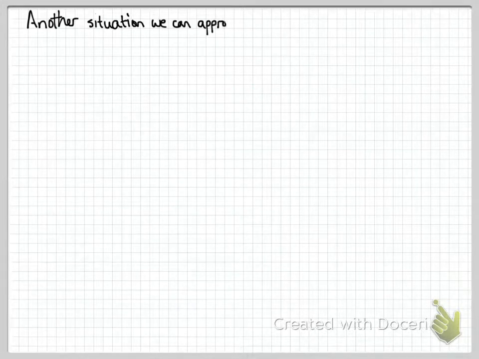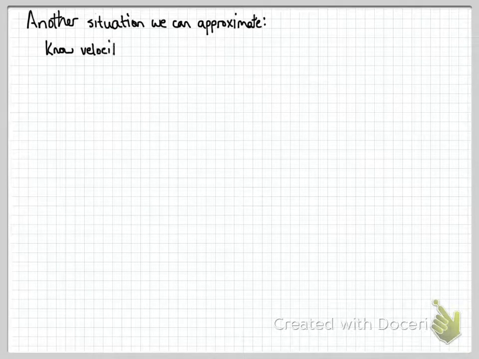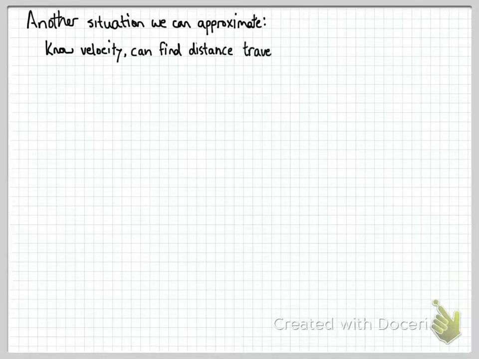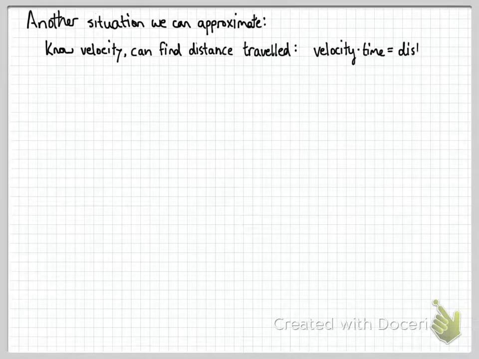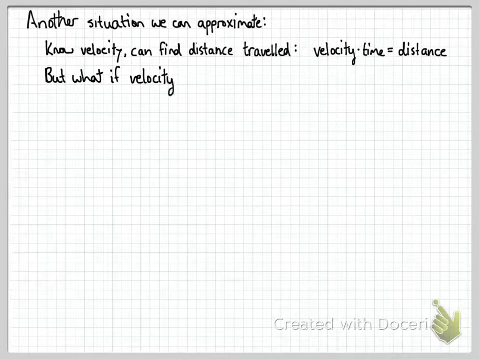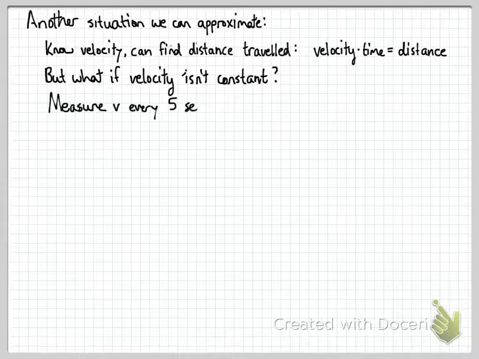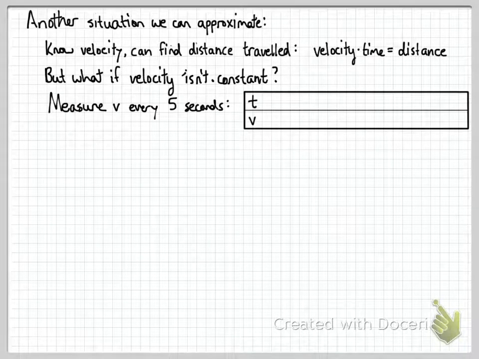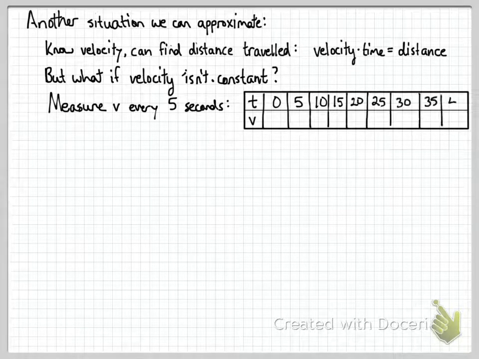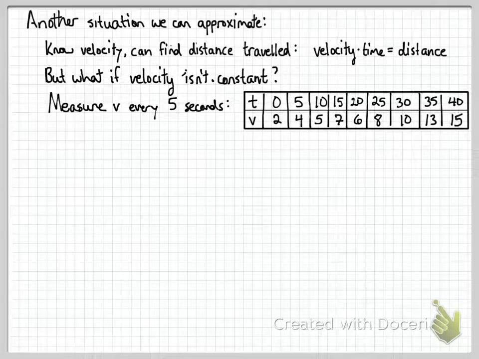Here's another situation where we can use approximations by dividing things into little pieces. If we have a velocity, we can find the distance an object traveled, because velocity times time equals distance. Rate times time equals distance. But if the velocity is not constant, we can't do that. Maybe we took measurements of the velocity of our object every 5 seconds. So at time 0, 5, 10, and so on, we measured velocity, with time in seconds and velocity in meters per second.